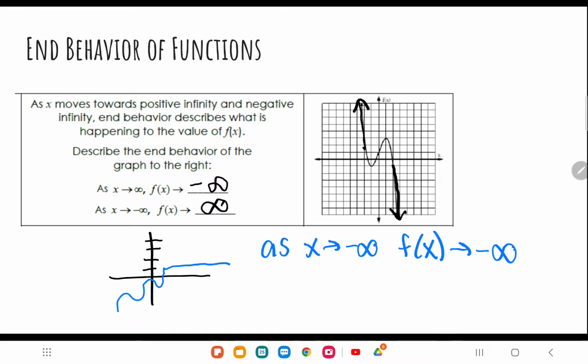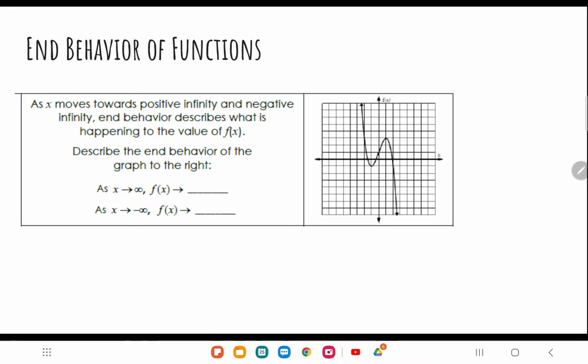On the other hand, as x goes to positive infinity, this graph is remaining as a horizontal line. So f of x is going to go towards 1. It does not change. So that can happen sometimes. Most times with our polynomial, radical, rational functions, we will see that the end behavior is either infinity or negative infinity. But do keep in mind that it could approach a constant.